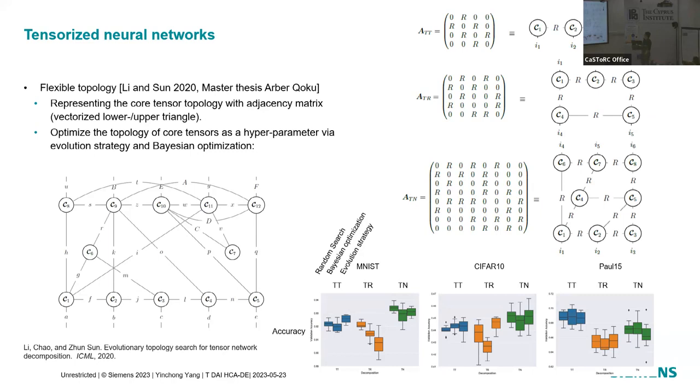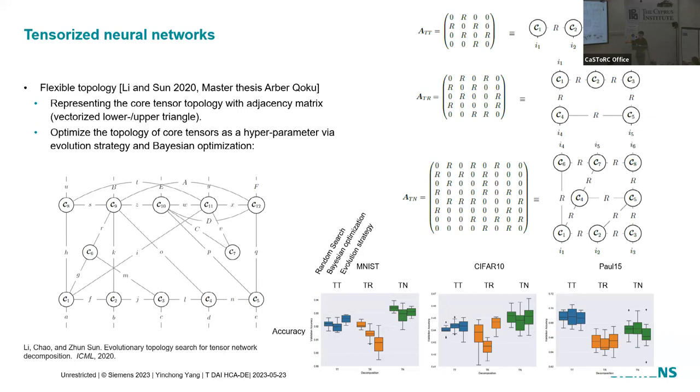So here, for example, we have a TensorTrain decomposition. The adjacency matrix would look like this, meaning that each of the tensors is only connected with its neighbor. We can also express the tensor ring decomposition using such an adjacency matrix. And in theory, any random topology can always be represented in such an adjacency matrix. And what this paper does is to perform only the tensor decomposition.